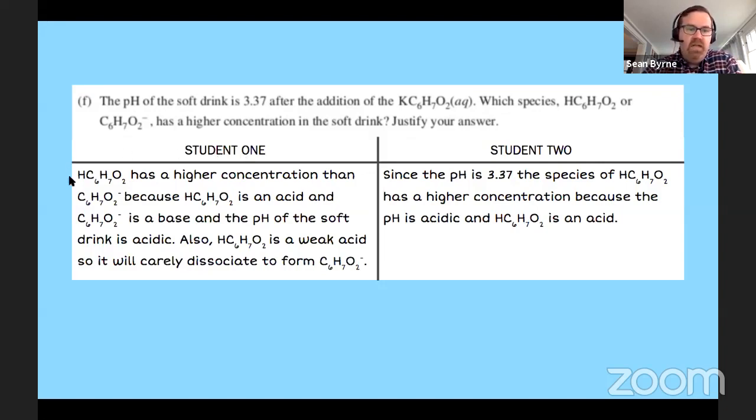Student 1 is going to say that the acid has a higher concentration because this is an acid and that's a base, and the pH of the soft drink is acidic. And because it's a weak acid, it will barely dissociate to form the conjugate base. And then student 2 says, since the pH is 3.37, the species of the acid is a higher concentration because the pH is acidic and this is an acid. So I tricked you here because neither student 1 nor student 2 really had a good answer here, okay?